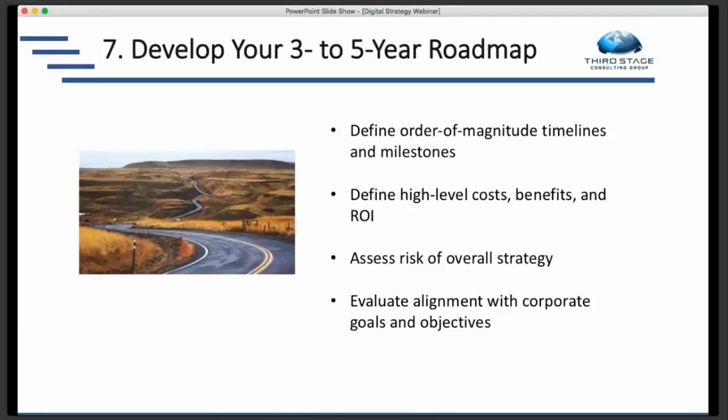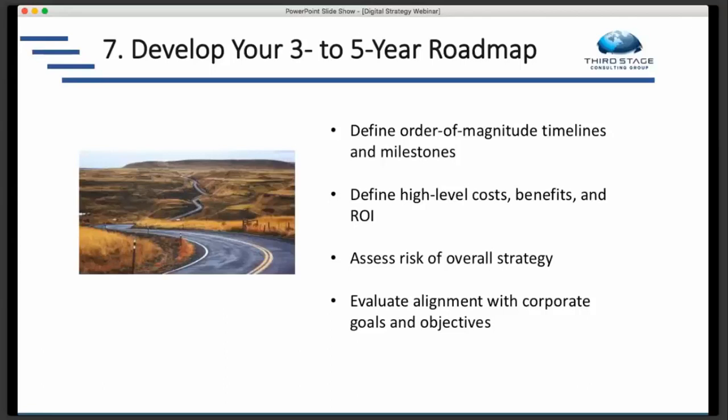We also want to look at high-level cost, benefits, and ROI. So here's where we start to look at what the return on investment is if we do go down that path. And then we also look at the risk of the overall strategy. What are the risk implications of going through it? What is the alignment with corporate goals and objectives? Those are evaluation criteria that we look at when we're looking at alternatives in step 6 that we just talked about, where we're doing a risk assessment of each of these alternatives.